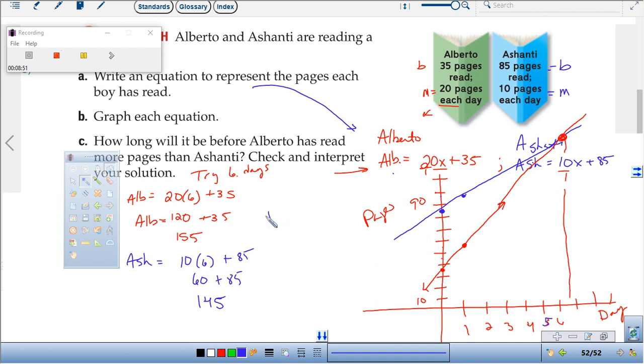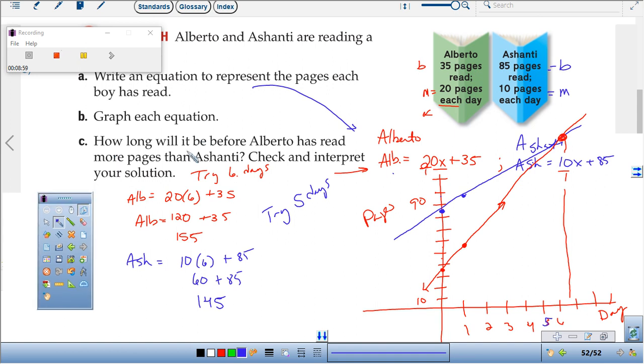Okay, I'm going to just try, guys. Let's try 5 days. Okay, so the question's asking, how long will it be before Alberto has read more than Ashanti? So if you look at this one, Alberto is below the red one, right? And he's below. Every day, they're increasing. Do you agree? Every day, they're increasing.